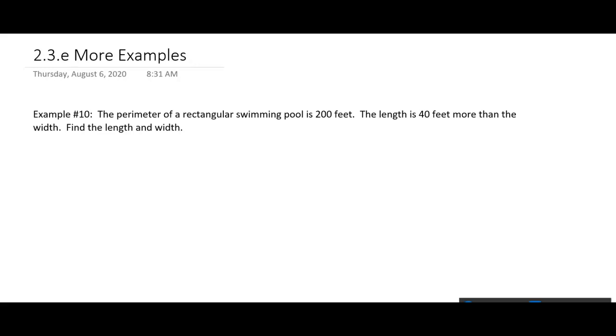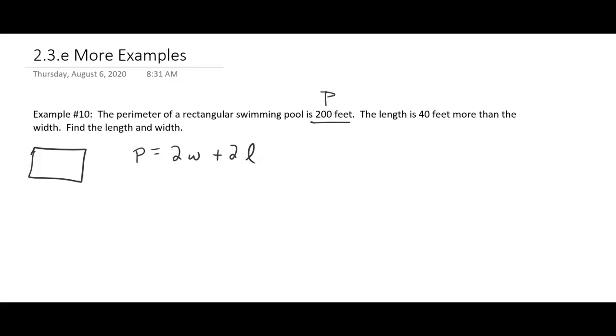So there are two more examples. On example 10, the perimeter of a rectangular swimming pool is 200 feet. So a rectangle for the pool, something like that. And perimeter, right? So perimeter of a rectangle is twice the width plus twice the length. And we know the perimeter is 200 feet. So that's the P.